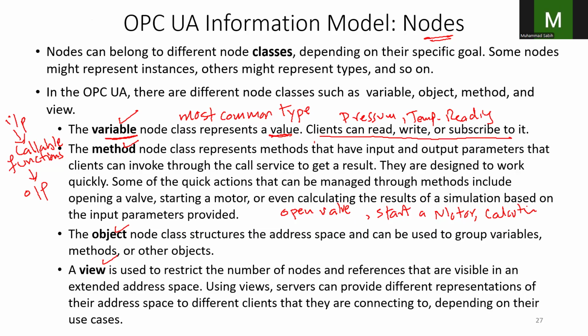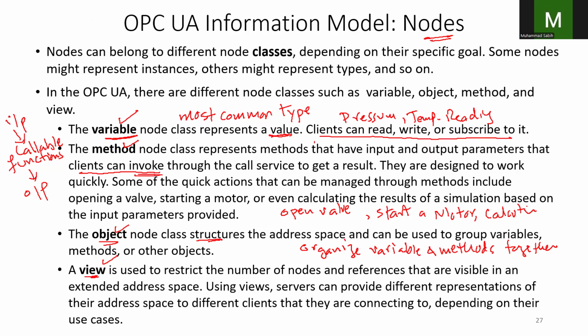So clients are the ones which invoke these methods. Then we have the object node. This is a structured element, and it helps mainly to organize variables and methods together. For instance, a motor could be modeled as an object that contains a speed variable and a start method. We will see that in the next slide.